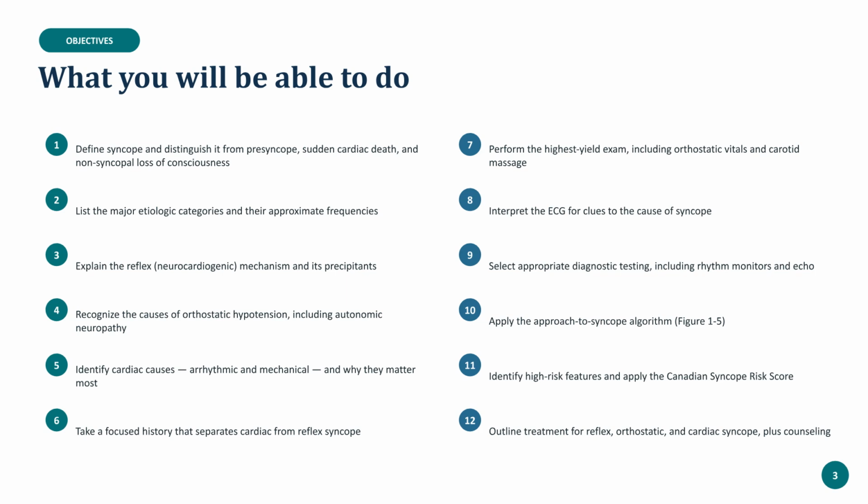By the end of this video, you will be able to define syncope and distinguish it from its mimics. We will cover major etiologic categories, including reflex, orthostatic, and cardiac causes. You will learn to take a focused history, perform the right exams, and apply a formal algorithm and risk score to guide your treatment and counseling.